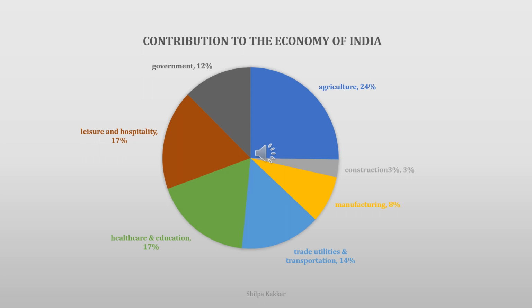In the overview, we are going to just write down what the different sectors are. So in the overview we'll write, let us see how the different sectors contribute to the economy of India. There are various sectors: agriculture, government, construction, leisure and hospitality, manufacturing, trade, utilities and transportation, healthcare, and education. So these are the various sectors which are contributing to the economy.